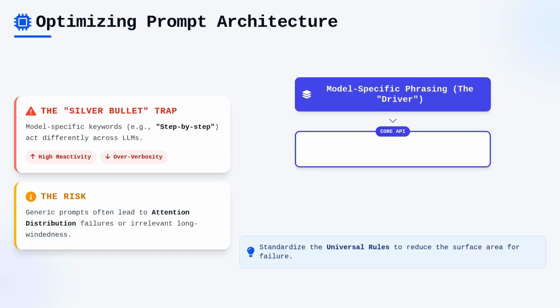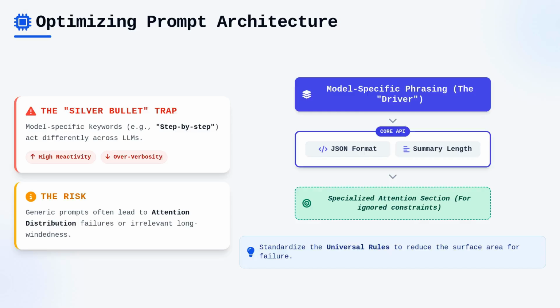By standardizing your constraints for output, such as requesting JSON or specific summary lengths, you reduce the surface area for failure. If a model consistently ignores a constraint, move that constraint into a specialized section of the prompt that utilizes the specific keywords known to influence that model family's attention distribution.